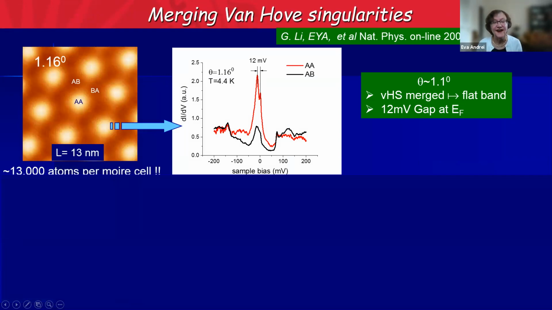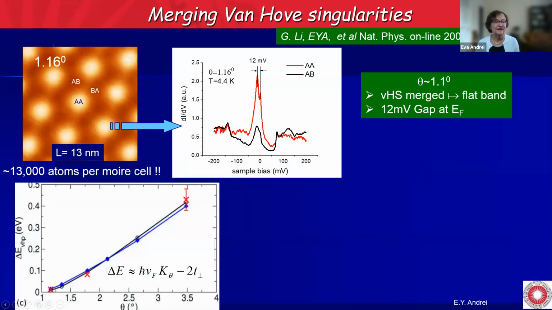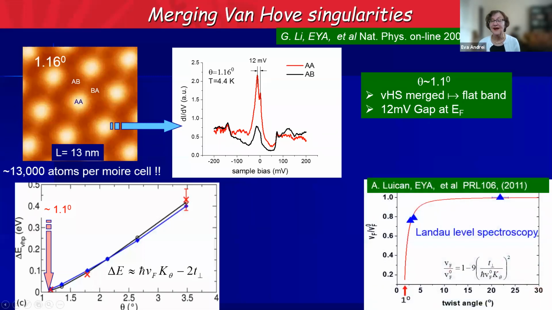And also you see a gap opening here right at the Fermi energy. So when we plotted this gap, the size of the gap between these peaks as a function of twist angle, we saw that it kind of goes to 0, not at 0 degrees, but at 1 degree. And at the same time, by doing Landau level spectroscopy, we could also measure the Fermi velocity, and we saw that it decreases as the twist angle decreases. So basically what we have here is the creation of a flat band, slowdown of electrons, which means that correlations are going to be enhanced.